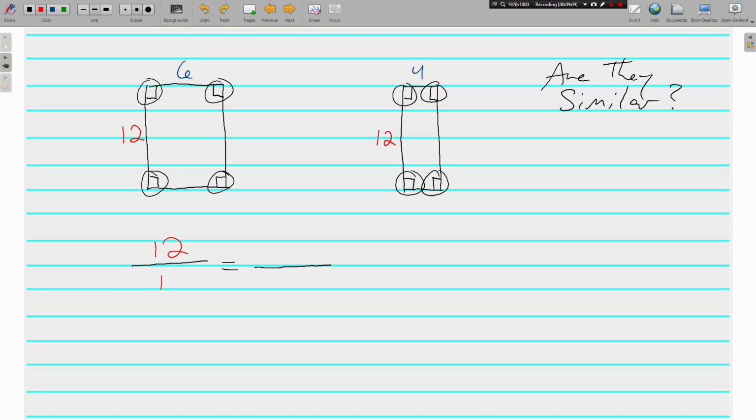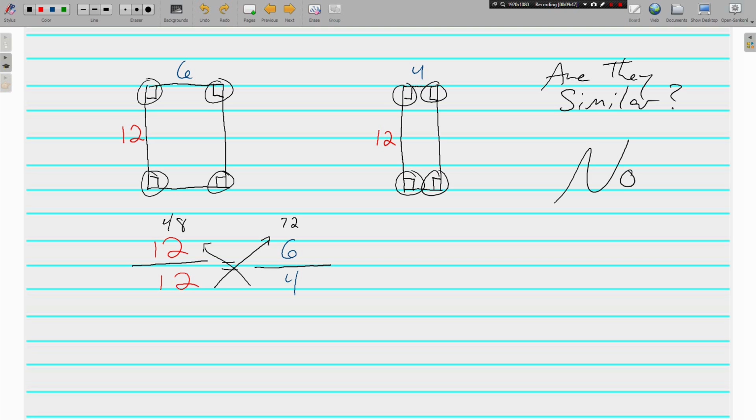Well, let's check. We've got 12 and 12, and we've got 6 and 4. I think we already know. 12 divided by 12 is 1, and 6 divided by 4 is not 1. So no, they're not proportional, so the rectangles are not similar. You can check the cross products also if you want. But they're both rectangles, but they're not similar figures. This is a longer, skinny rectangle, and the rectangle on the left is wider.